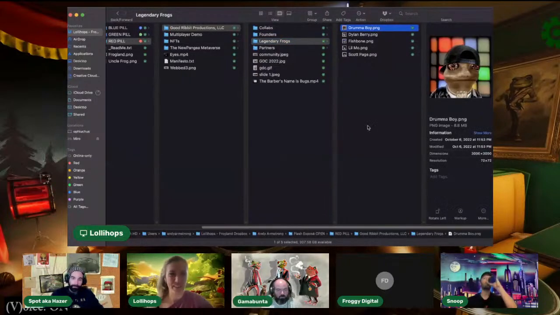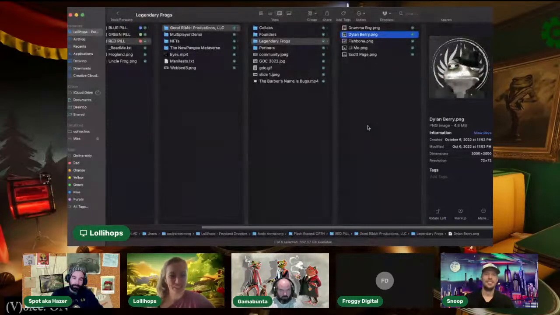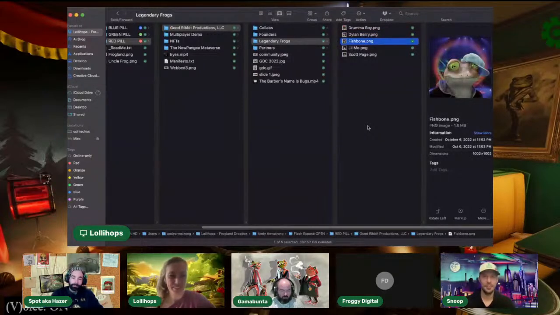And we also dropped the legendary frogs. They have their own folder here with all of their individual frog art, which I thought was always pretty cool. I really like those frogs. How's the community seen all of them? Well, I suppose we've open sourced these, haven't we?